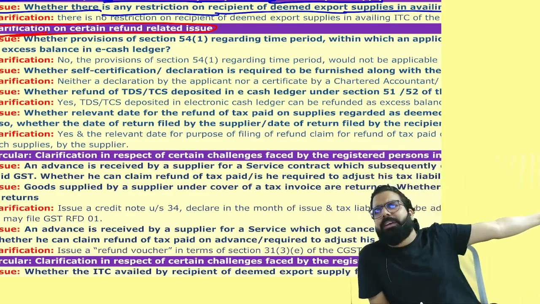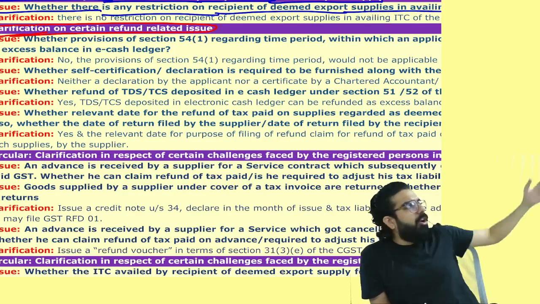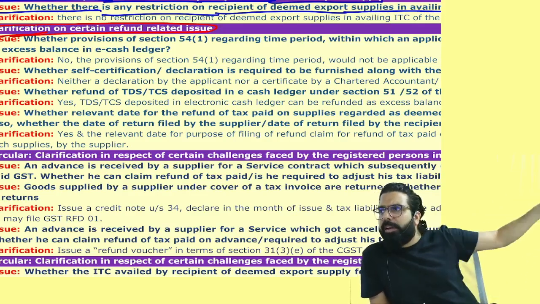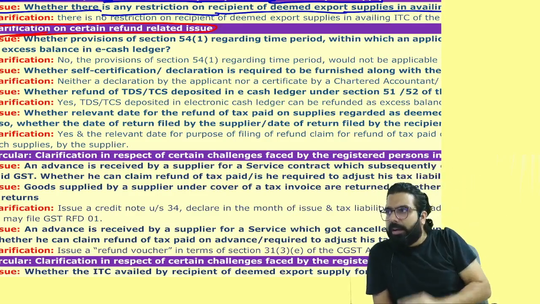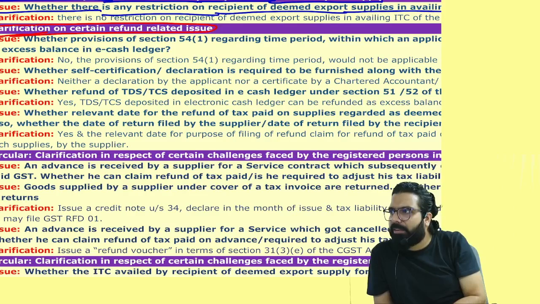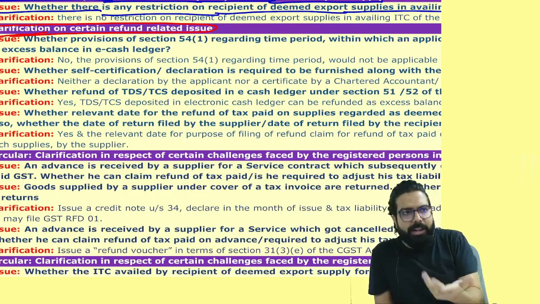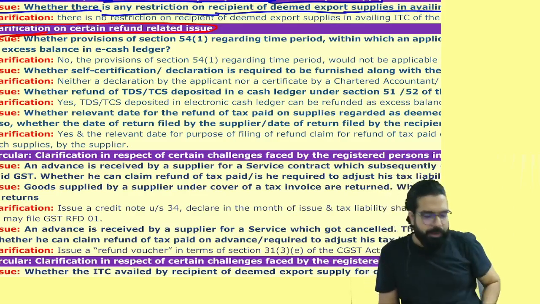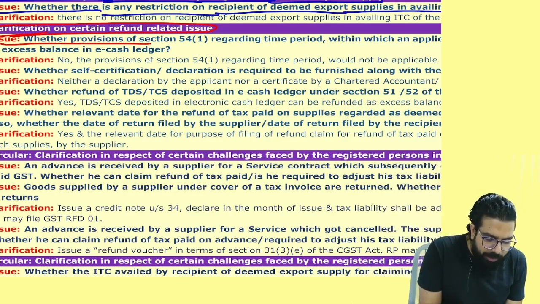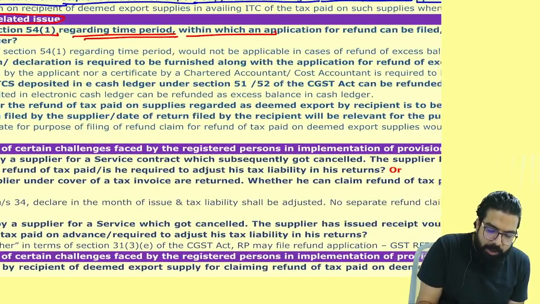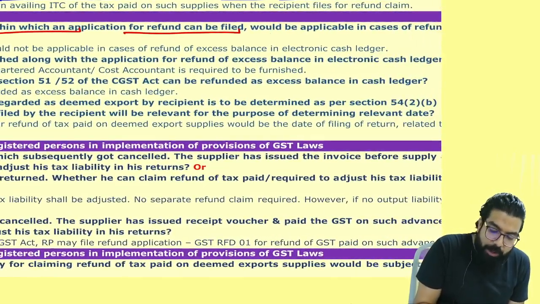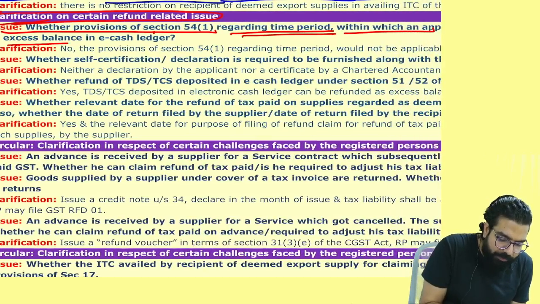Government department deducted what? TDS. E-commerce operator deducted what? TCS. The amount will come in my e-credit or cash ledger? Cash ledger. Can I claim a refund of cash ledger? Cash is my cash. Any problem in claiming refund? No problem. So the clarification: whether provision of section number 51 regarding time period within which application should be filed would be applicable in case of refund of e-cash ledger.